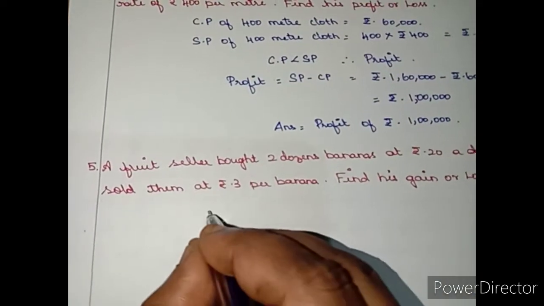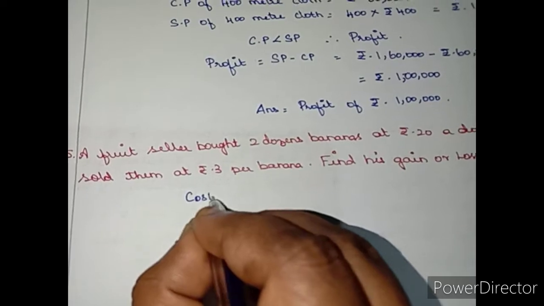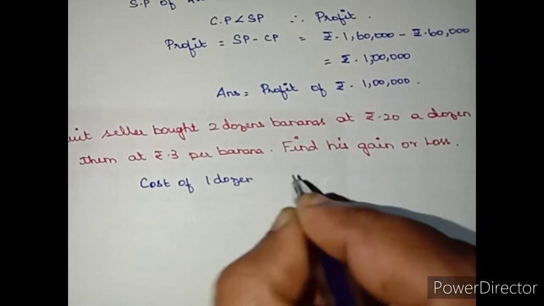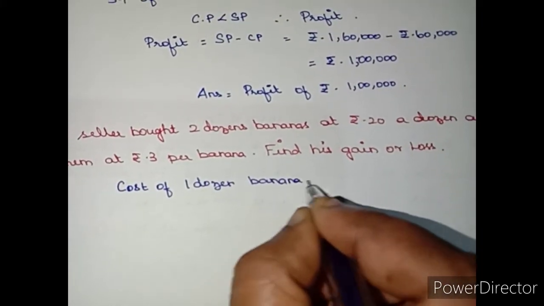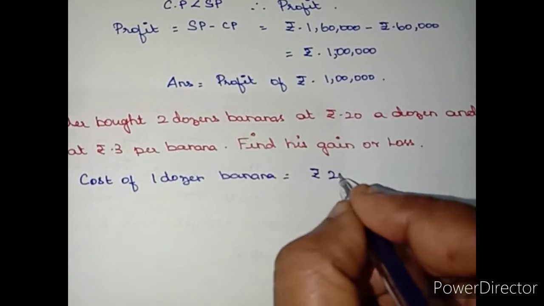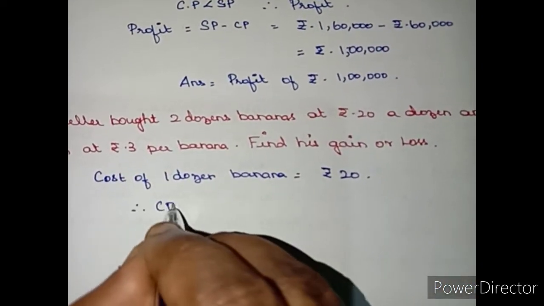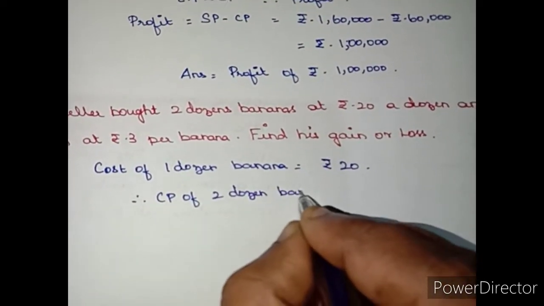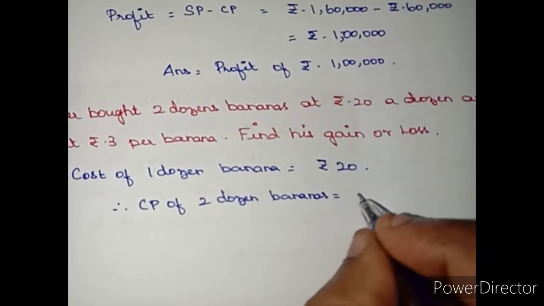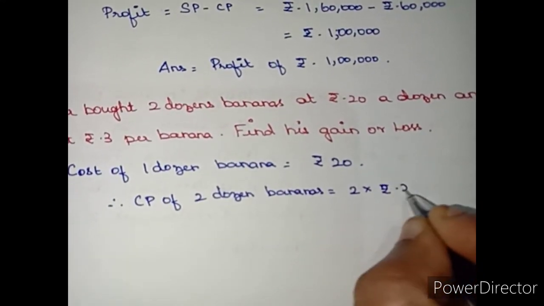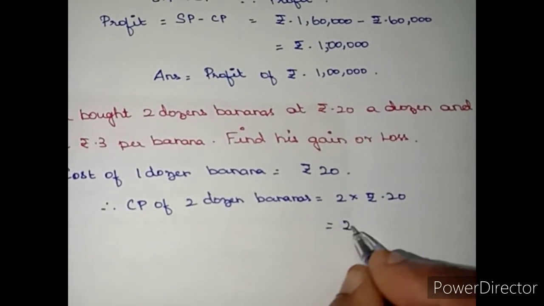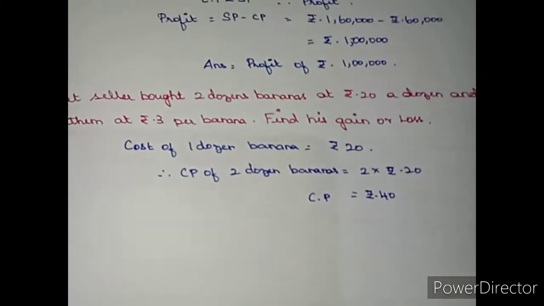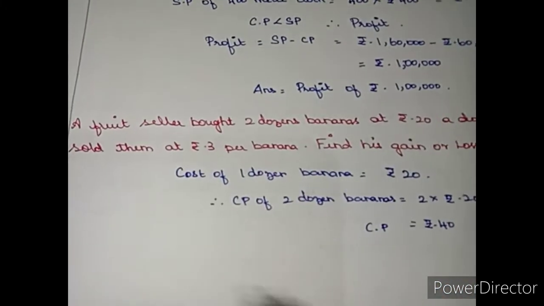First, cost of 1 dozen banana is equal to rupees 20. Therefore, CP of 2 dozen banana is equal to 2 into rupees 20. So that is rupees 40. So what is the CP? CP is 40. So he is selling it for rupees 3.